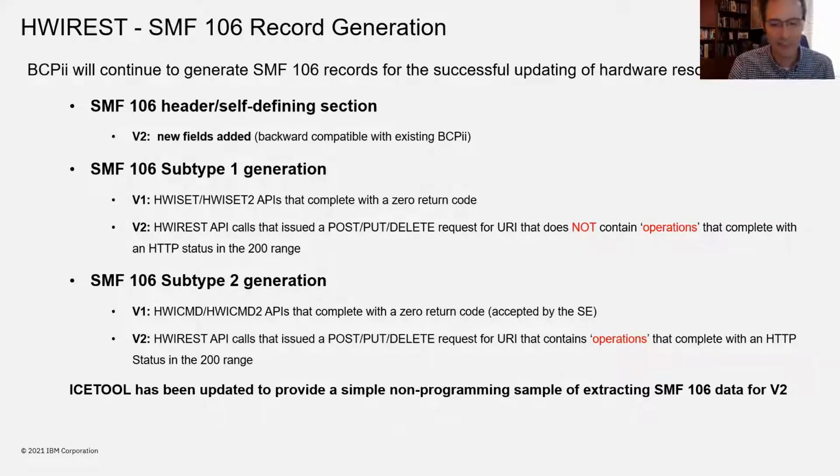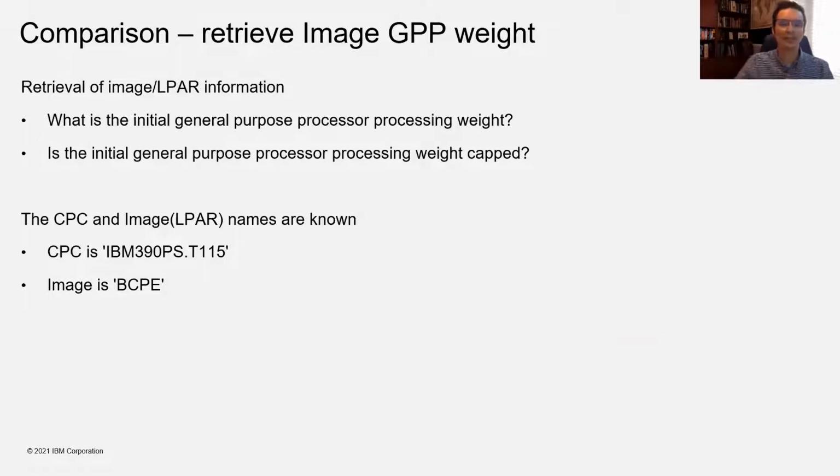Okay, and we've updated our extract example to show you the ICE tool that allows you to extract the SMF records. We've updated that to provide a simple non-programming example of extracting SMF 106 data for version 2. So let's just look at a couple of usage examples. In this example, I want to know, for example, what is the initial general purpose processor processing weight? And is the initial general purpose processor processing weight capped? Let's just say I want to know those two particular values. And I already know that the CPC name is this particular name, and that the image name is this particular name.